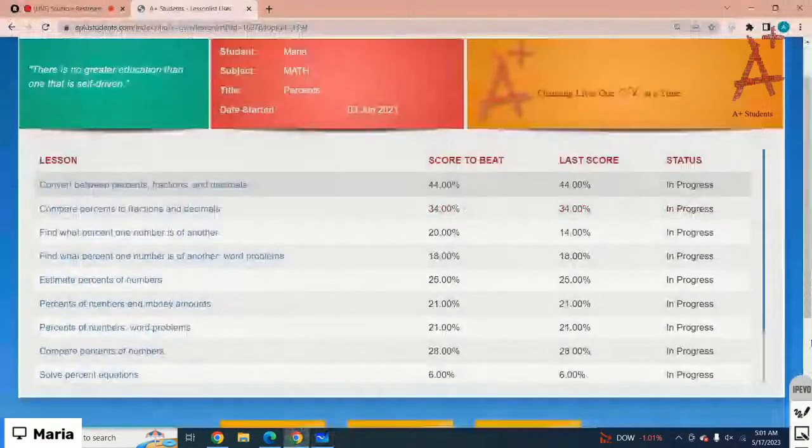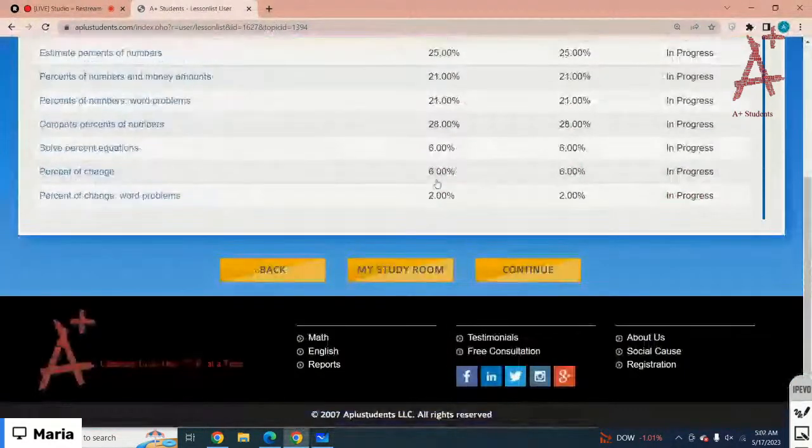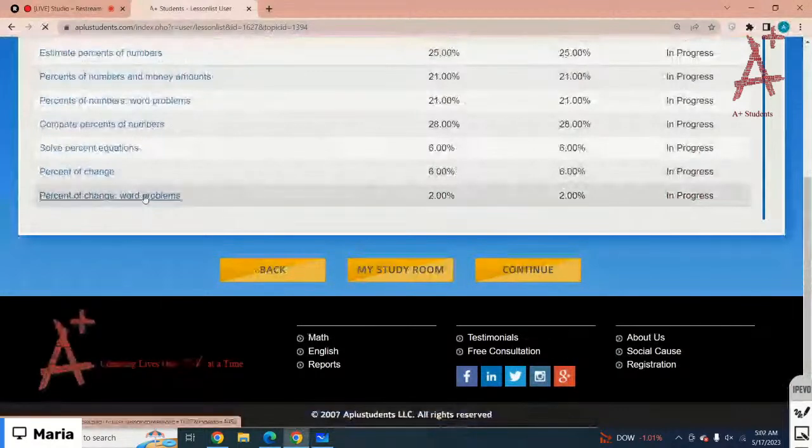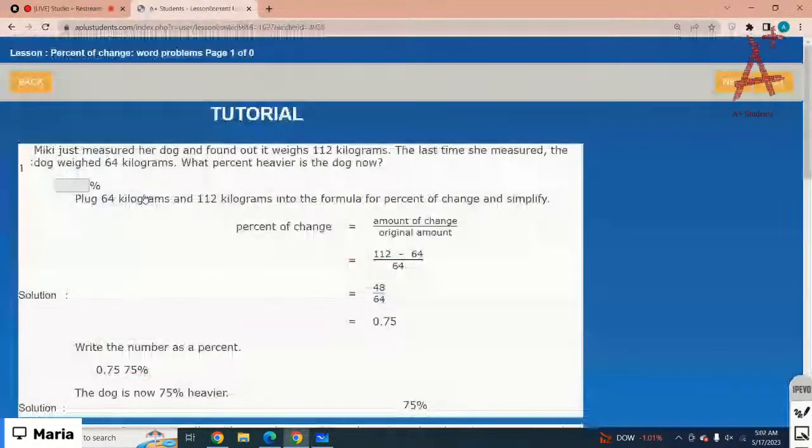So here I'm on the chapter percents, and the lesson we're going to start is percent of change word problems. Let's start with the first example. Miki just measured her dog and found out it weighs 112 kilograms. The last time she measured, the dog weighed 64 kilograms. What percent heavier is the dog?